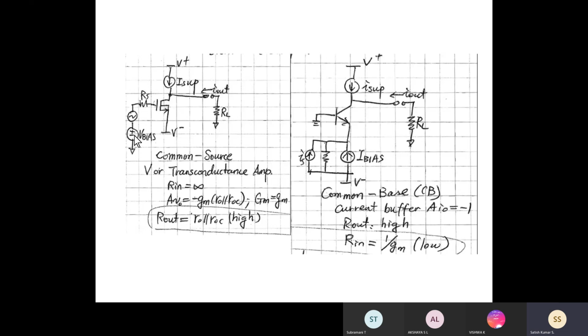Okay. And also we know that the common base amplifier is a current buffer, and its current gain is unity; it is maintained at the unity value with a negative sign. That is the aim of your common base amplifier. Here the voltage gain is increased, but the current gain is only unity in the common base amplifier. Okay.